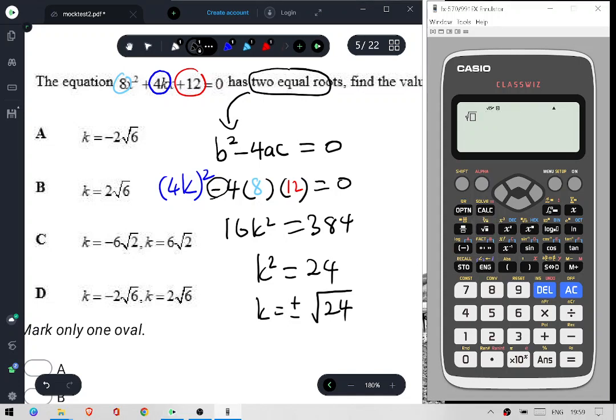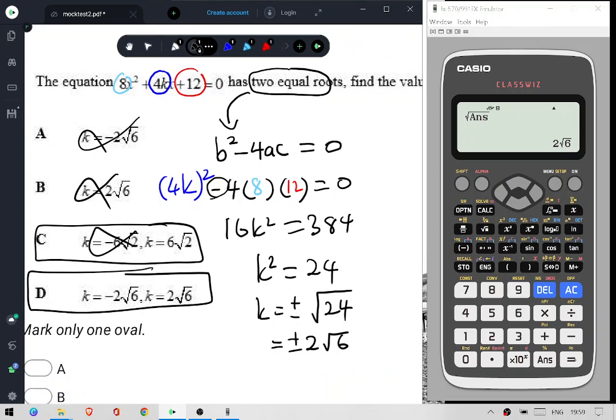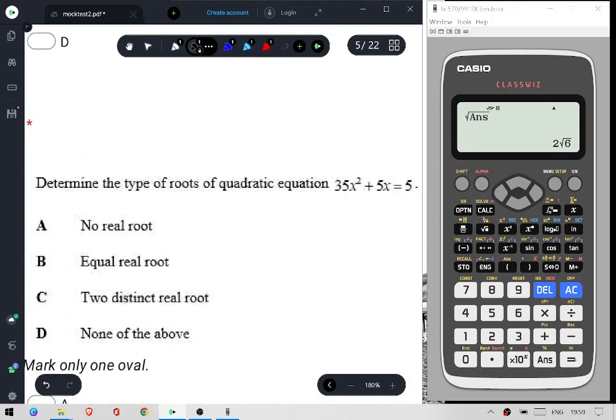Okay, so square root 24 is 2 square root 6. So plus minus 2 square root 6. Don't combine them. Choose this one. Wrong. The answer is D. This one is wrong, because we expect two values. If you choose A or B, then you are wrong already.